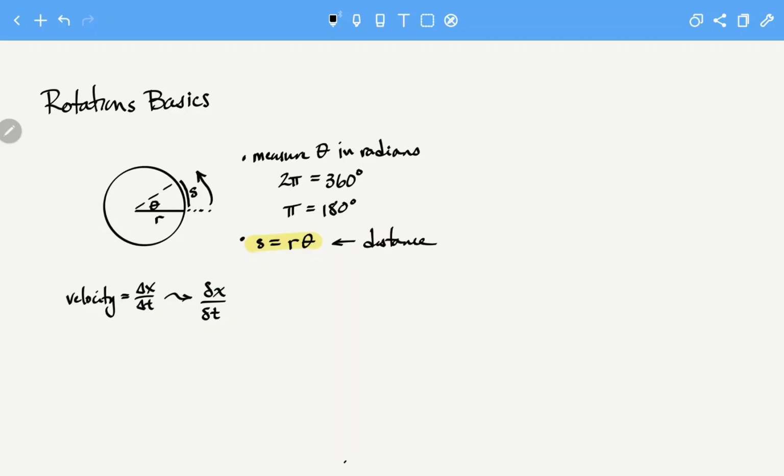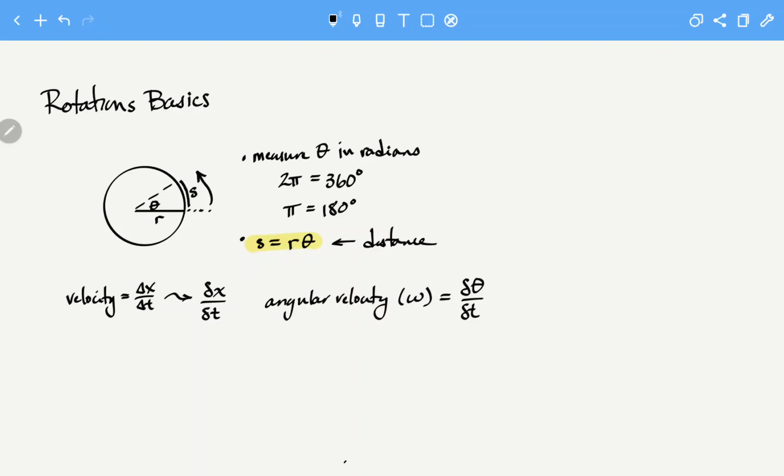Instead of changing the position with respect to time, we are going to be changing our angle with respect to time. And thus, for this, we talk about not linear velocity, but angular velocity. That's how your angle changes with respect to time. We give that the symbol omega, the lowercase omega. It looks like a W, but it's not. It's an omega. And so this means our change in our angle with respect to time.